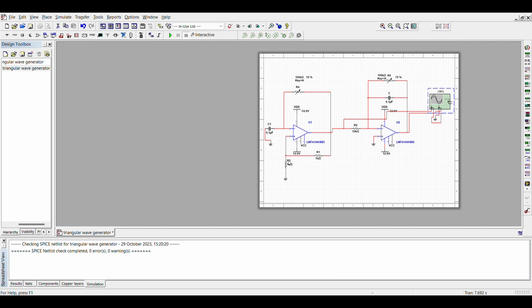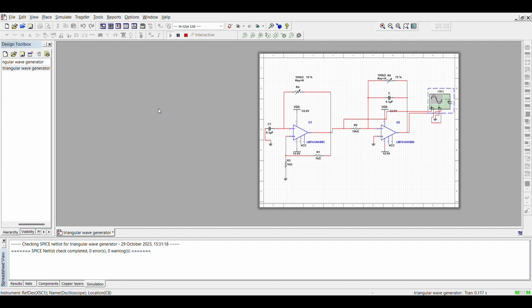Let us now simulate the schematic and observe the result. I have designed the circuit like this and gave the output of the comparator to channel A and the output of the integrator to channel B. From our understanding in the previous minutes, we have seen that we have to get a square wave from the comparator and a triangular wave from the integrator. Let us see if we get a square wave from channel A and a triangular wave from channel B or not. Let us now simulate this and observe.